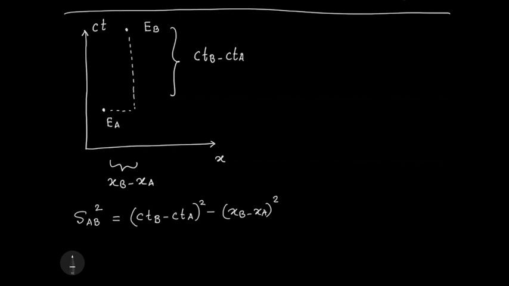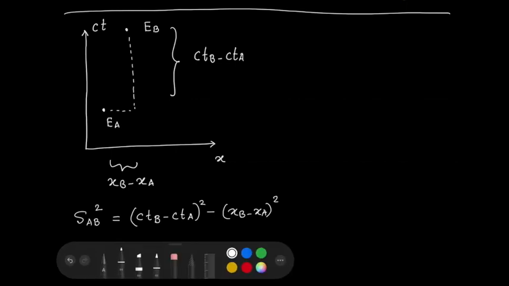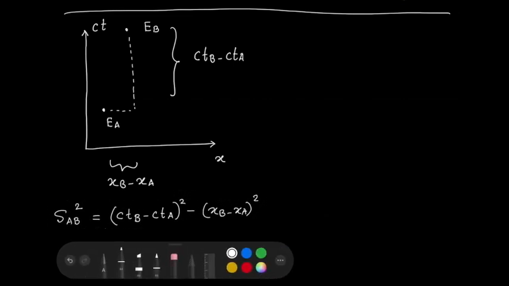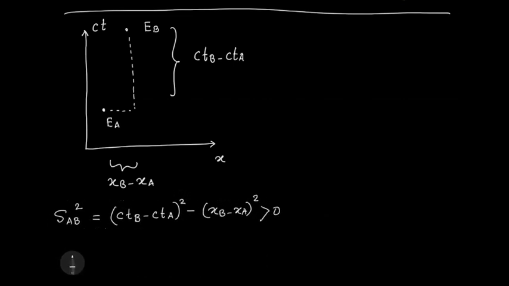What do you think for this interval? Will it be positive, negative, or 0? Well, it's clear that it will be positive, because I have a lot more t than x. The vertical distance is much more than the horizontal distance, so this is greater than 0. What does it mean? SAB square is greater than 0. Now see, in this case, the time wins. There is more time compared to space. So this is called a time-like interval.